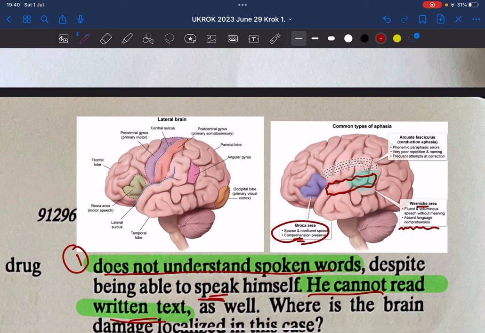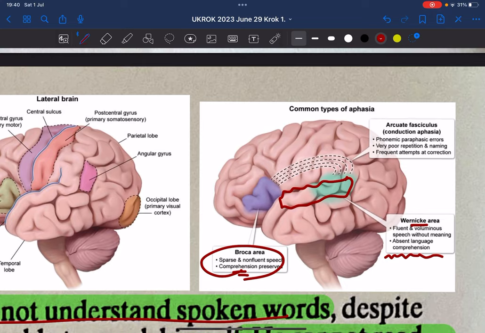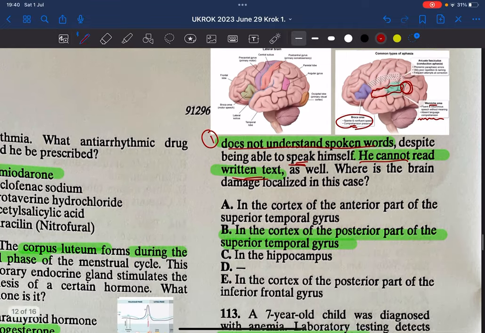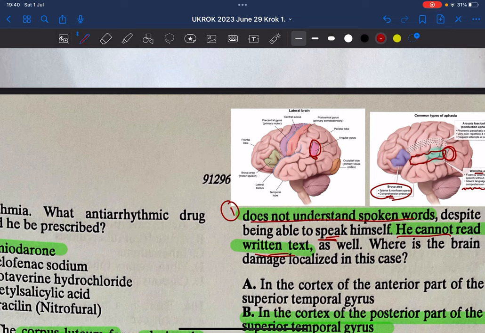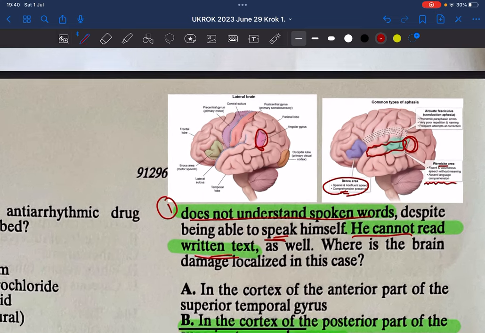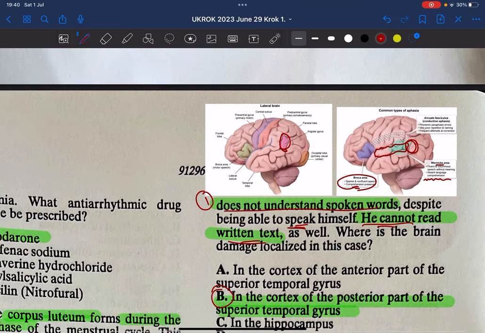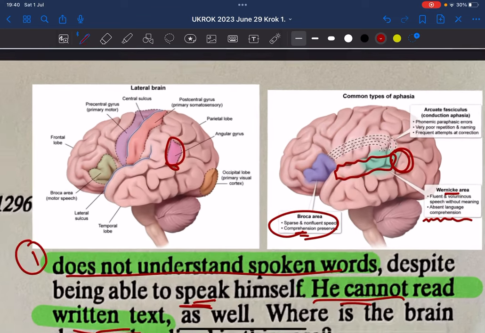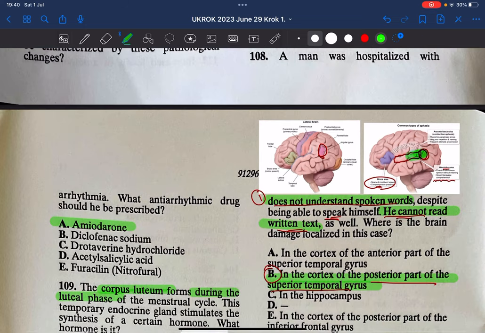He cannot read. This is another area, but it's close to the superior temporal gyrus. This is the angular gyrus here. So in this case, if he cannot understand spoken words, this is Wernicke's area, and cannot read written text, then according to the answers, the closest answer is the posterior part of the superior temporal gyrus. He has a problem in the posterior part of the superior temporal gyrus.